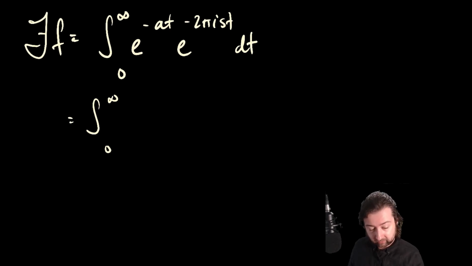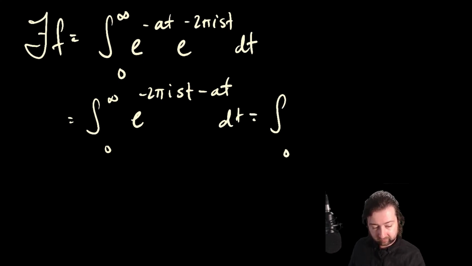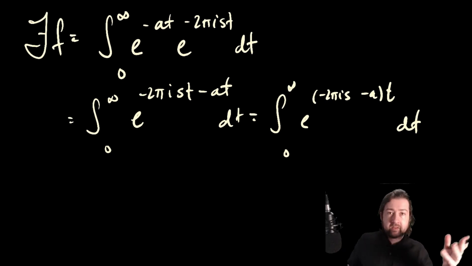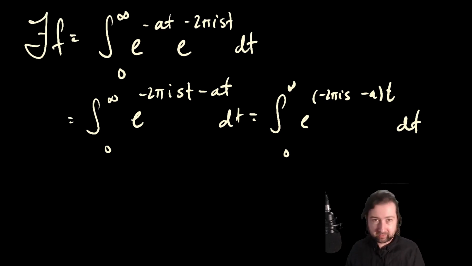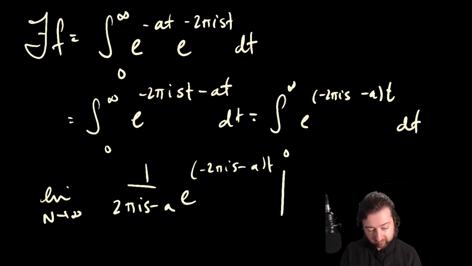So I can combine these together and I'll get e to the minus 2 pi i st minus at. t factors out of both of those: e to the minus 2 pi i s minus a, t, dt. Now this is an improper integral, so I should probably set the upper limit at n and take a limit. When you do, you're going to get the limit as n goes to infinity of 1 over 2 pi i s minus a, times e to the minus 2 pi i s minus a, t, evaluated from 0 to n.